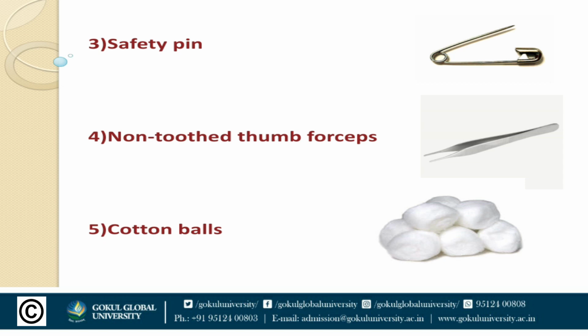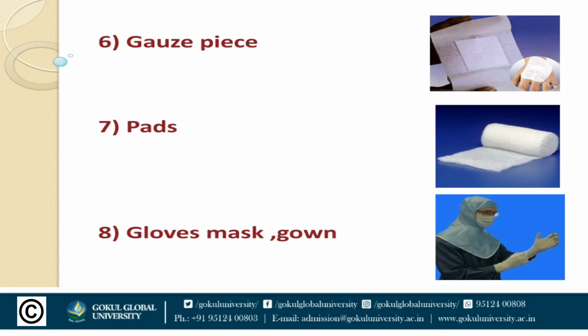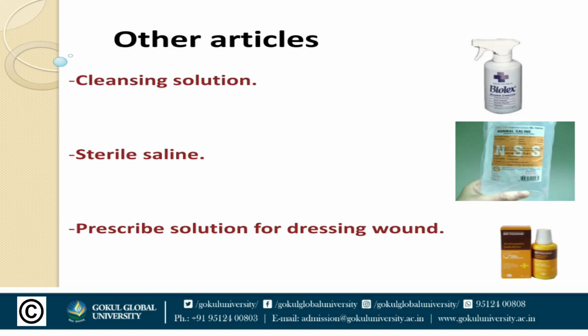After that, non-toothed thumb forceps to hold or move the tissue during the dressing procedure. After that, cotton ball. It will help in applying the medications or ointment. Next is a gauze piece. It will protect the wound. After that, pads used to stop massive bleeding. After that, glove, mask and gown. It will protect the nurse as well as patients from infections.